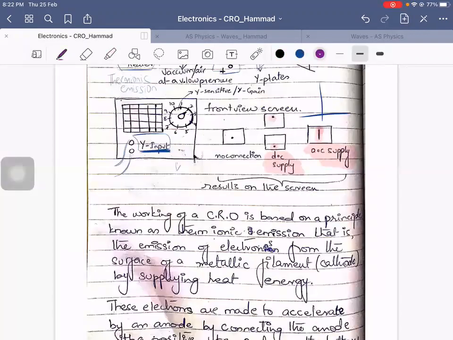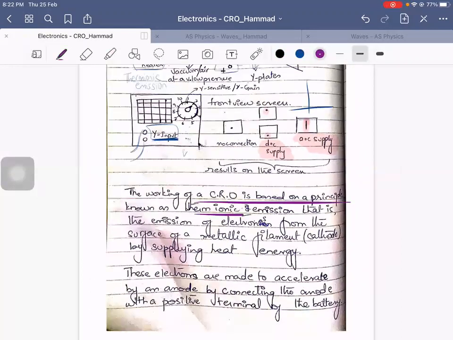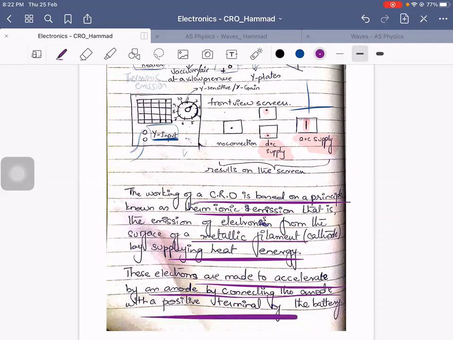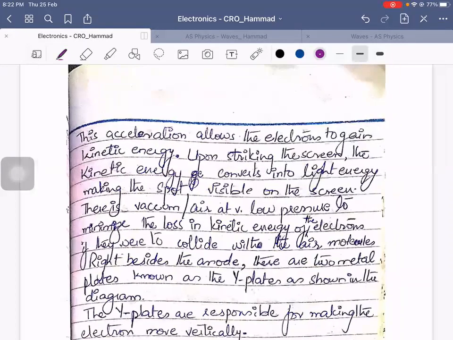So simply, the working of a CRO is based on the principle known as thermionic emission. Thermionic emission is when I am providing sufficient heat to a metal filament, it tends to lose its electrons. That is the emission of electrons from the surface of a metallic filament by supplying heat energy. These electrons are made to accelerate by an anode connected to the positive terminal of the battery. This acceleration allows the electrons to gain kinetic energy, and upon striking the screen, the kinetic energy converts into light energy. All of that we just discussed. Every single thing is written here.